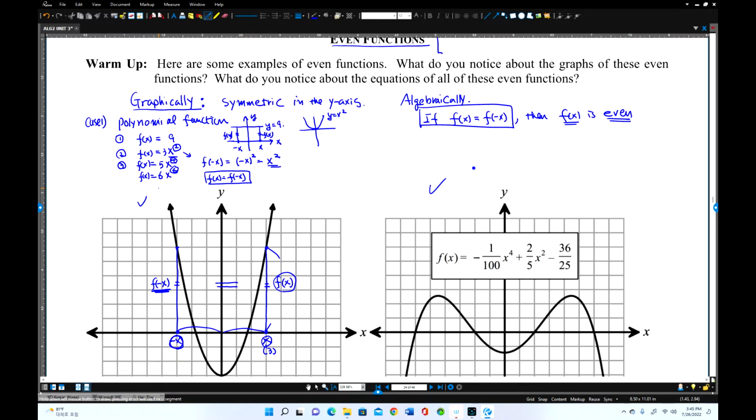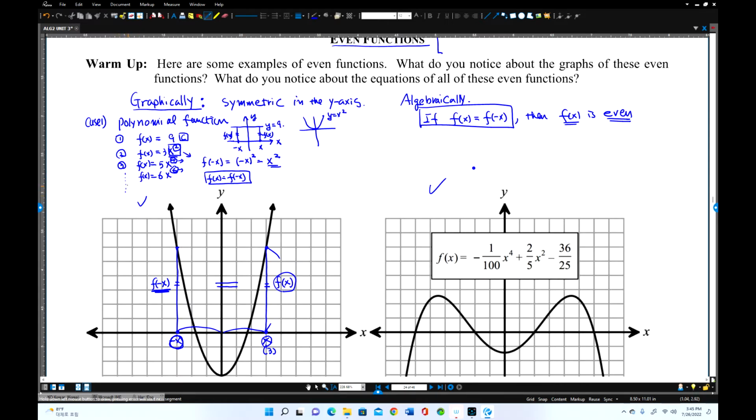So we just check this one. This is a constant, that is even. Or this one, the variable exponent is even, that is even. The exponent is even, that is even. They are even. These are the polynomial functions.